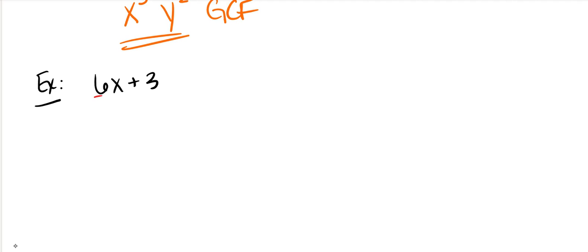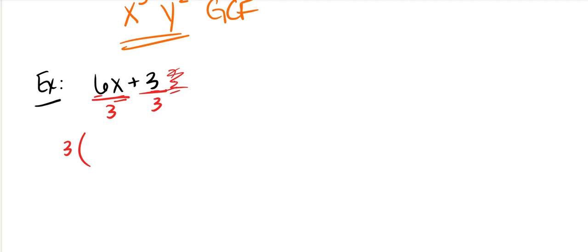They both have a 3 in common, and I have an x here, but I do not have an x here. So I can't use x because it's not a shared term. So if everything has a 3 in common, then I'm going to divide by 3 on both sides of this plus. The 3 is a GCF. It does not disappear. This is not magic. Okay? The 3 is a GCF that has to stay out front.